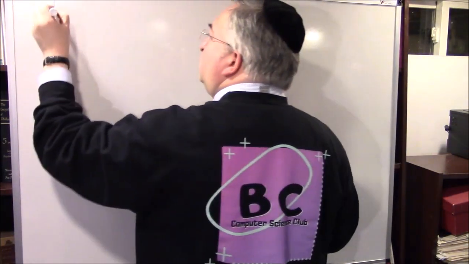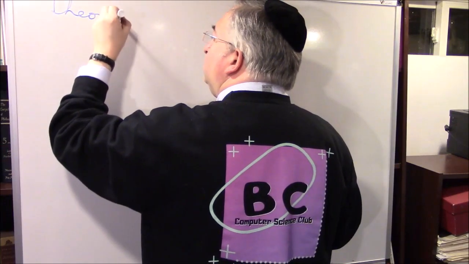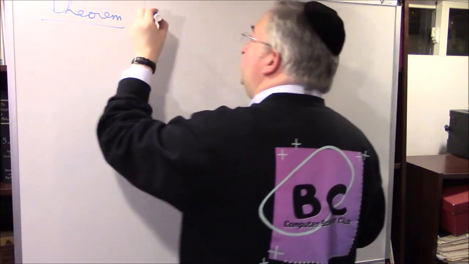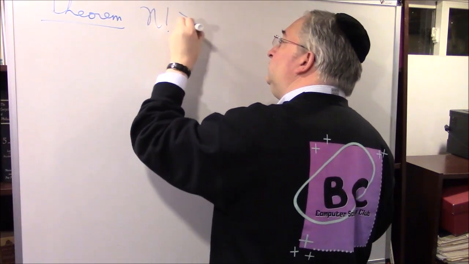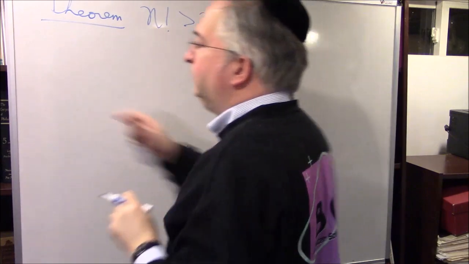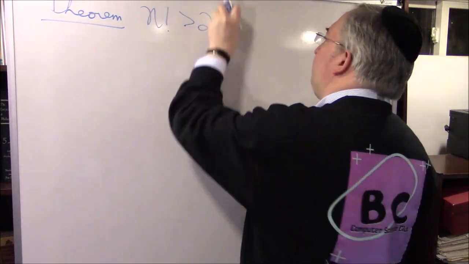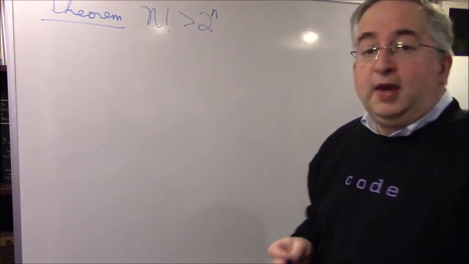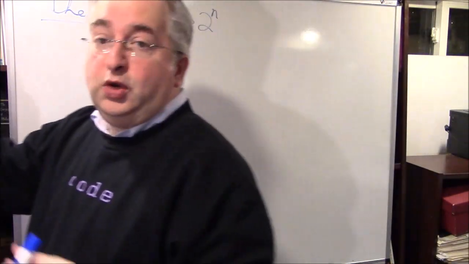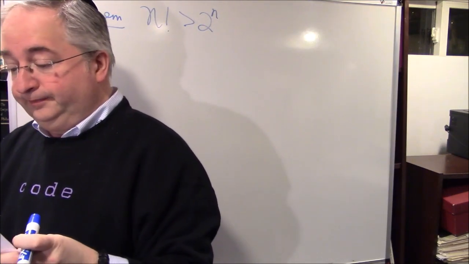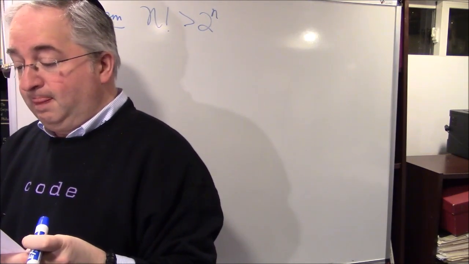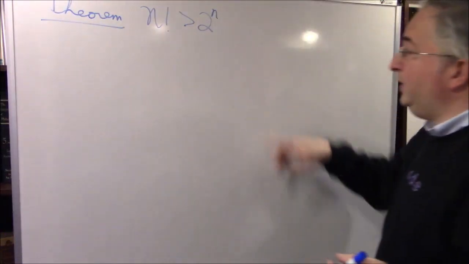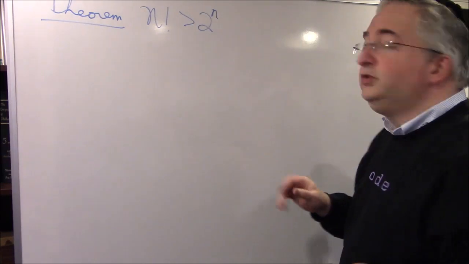Theorem: n factorial is greater than 2 to the n. Okay. Let me first give you an intuition of why this is true, and then we'll actually prove it using mathematical induction.